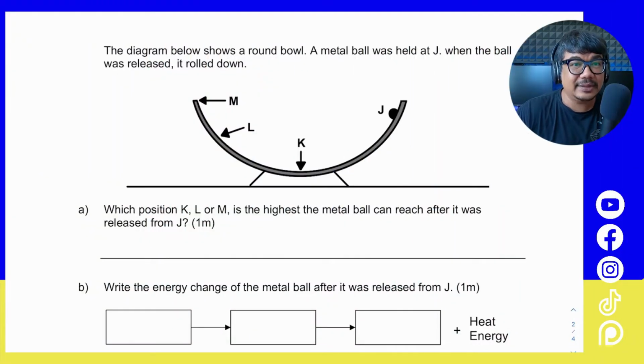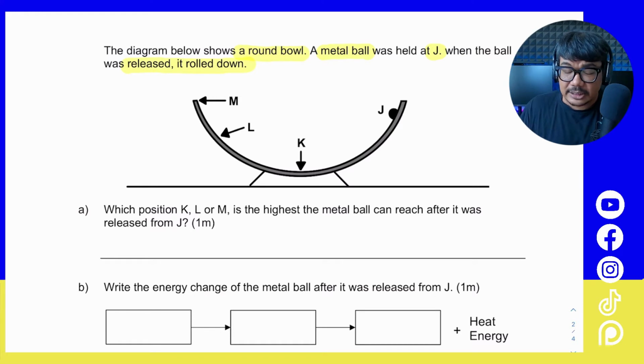Right, so today this question reads, the diagram below shows a round bowl. A metal ball was held at J, and when the ball was released, it rolled down. So what do we know? Firstly, it is a round bowl, and then there is a metal ball, and it was held at J. When it was being released, it rolled down. Now let's take a look at the diagram. As I would always say, the diagram is something that you have to really study so that you know what is happening.